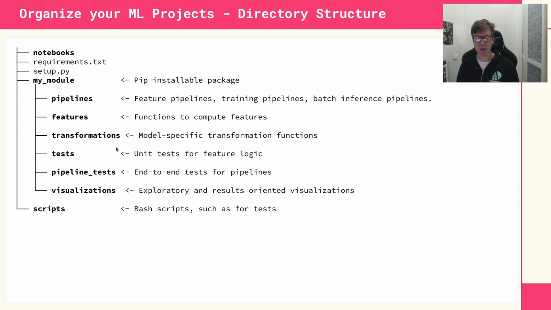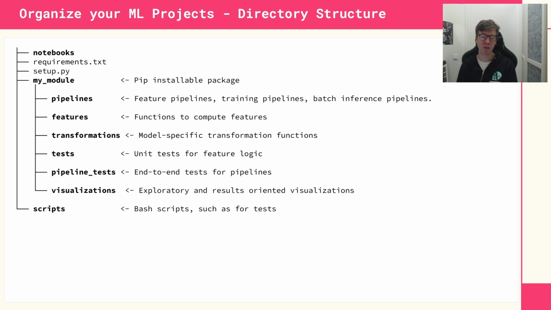Tests is for your unit tests, particularly for your feature logic, but also for transformation functions. Then there are pipeline tests, so end-to-end tests for running your pipelines. If you have a feature store, you'd connect to your feature store, then run your feature pipeline against the feature store. And then finally, visualizations. Visualizations can go inside your module. Maybe you want to put them outside the module. It's up to you as to how they're used. They may be used in your programs.